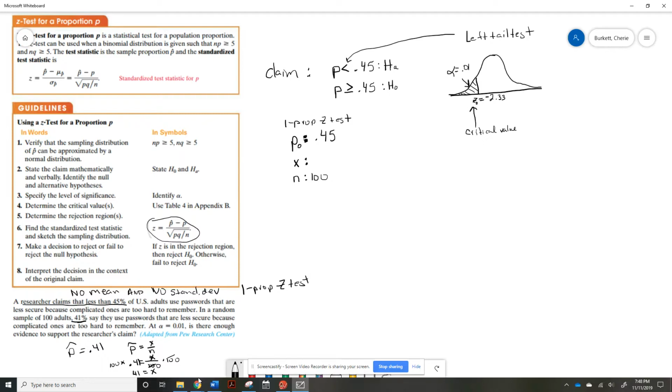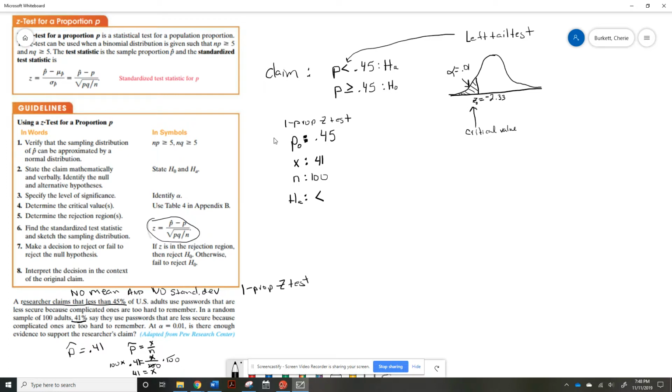So that means that in this sample, in order for 41% of the people to say that about their passwords, there had to have been 41 people out of the 100 to say that. And then of course the alternative hypothesis, all they want to know is what symbol is being used. So that's what we're going to put.